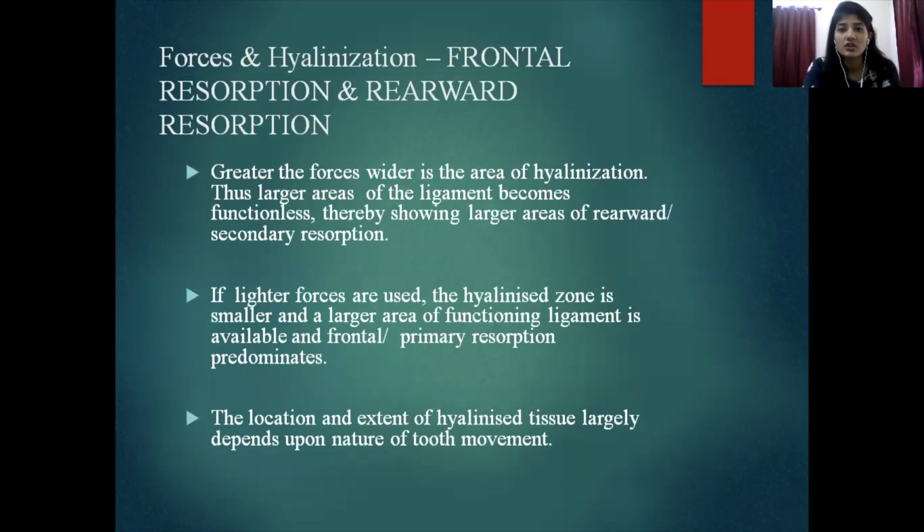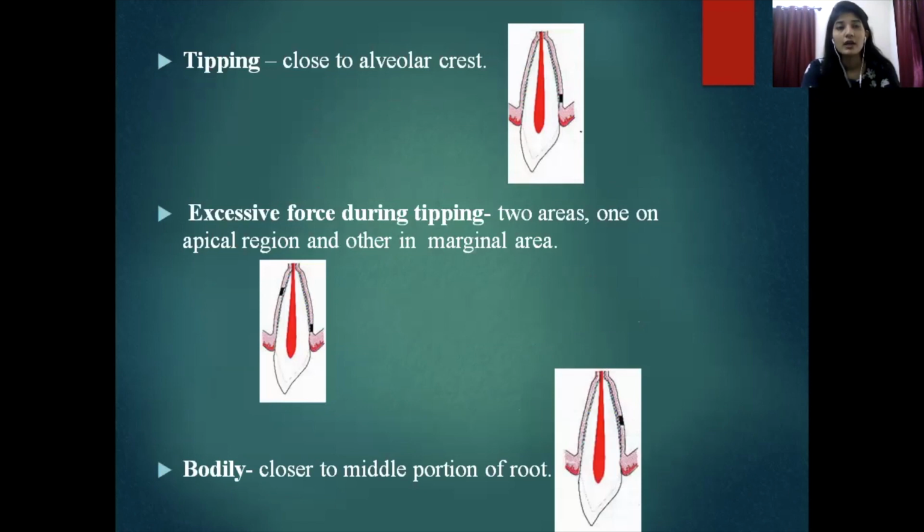Therefore, showing the larger area of the rearward or the secondary resorption, as in this, the extreme forces level are going to act on your teeth. If the lighter forces are used, the hyalinized zone is smaller. A larger area is functional in the ligament, which is available for the frontal or the primary resorption, which is predominated. The location and the extent of the hyalinized tissue largely depend on the nature of the tooth movement that you want. So there are different types of tooth movement.